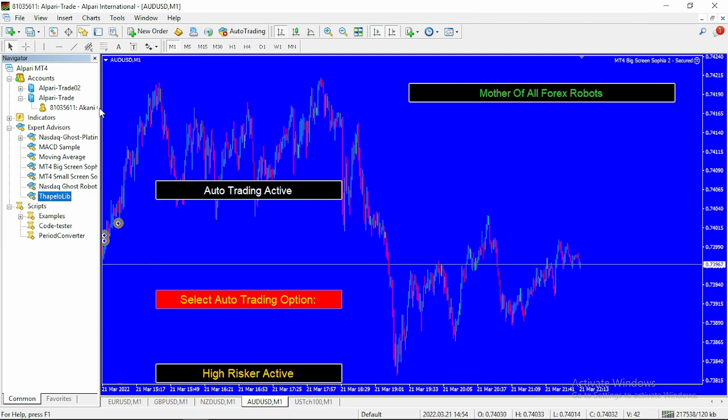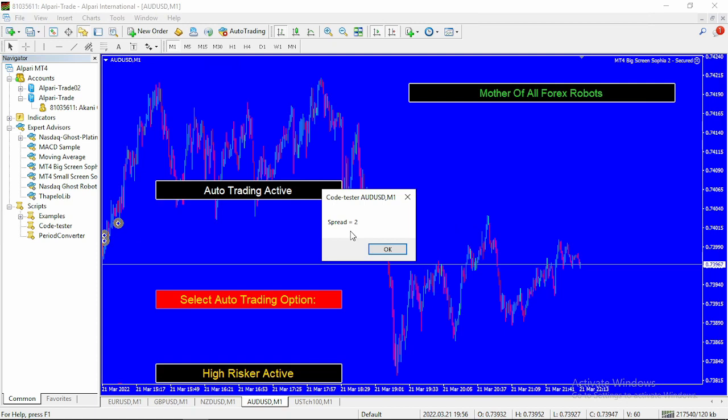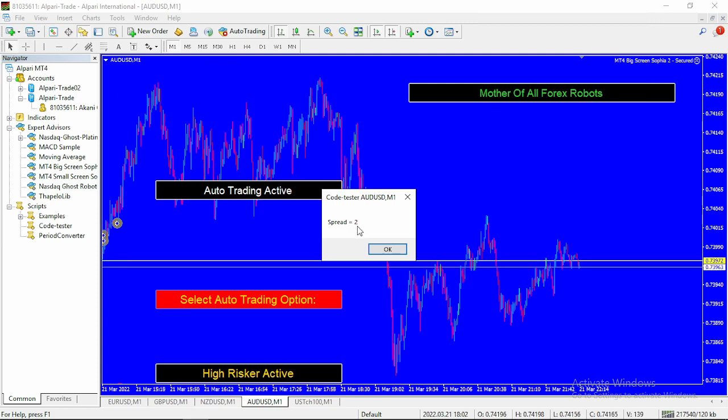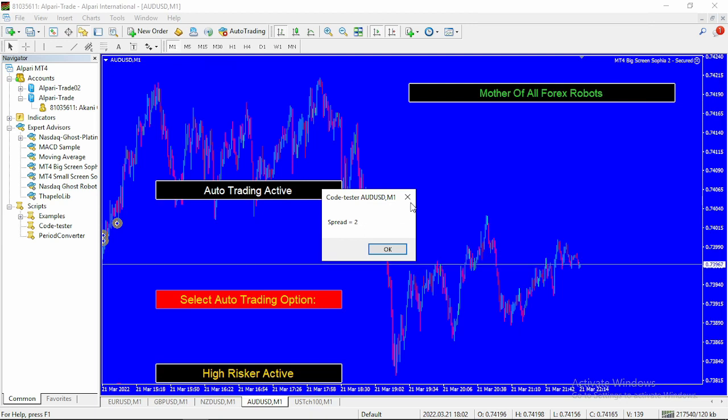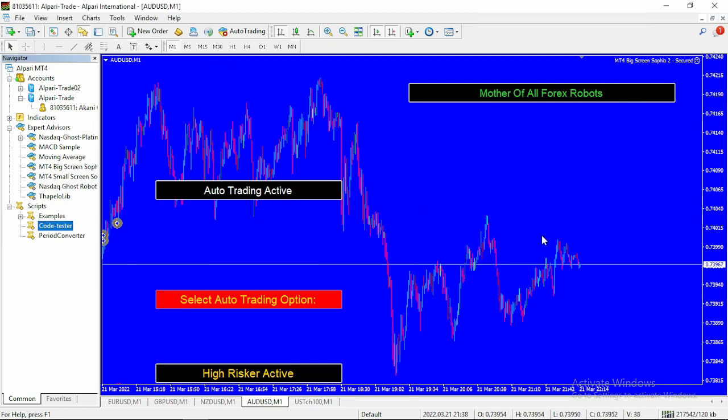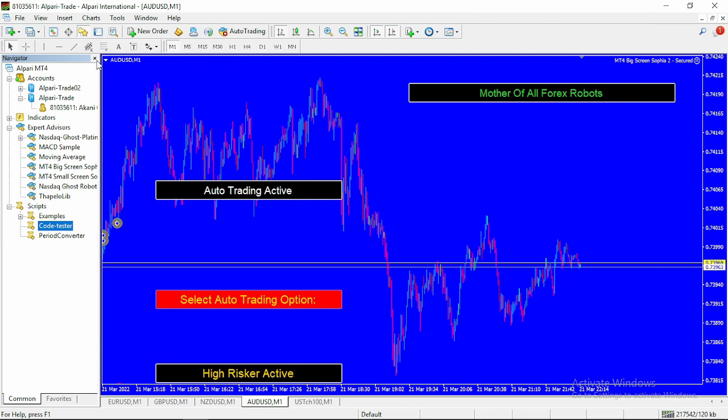Also make sure your spread is equal to 0, or use an ECN account. That will definitely ensure that your spread is equal to 0. For example, I'm just going to drag my code tester here, and you can see that the current spread is 2. Even though I'm using an ECN account, it says the spread is 2, and because the spread is 2, the Sophia 2.0 would not take any trades. The spread is 2 currently because the market is really not making any movements. So that's for the installation.